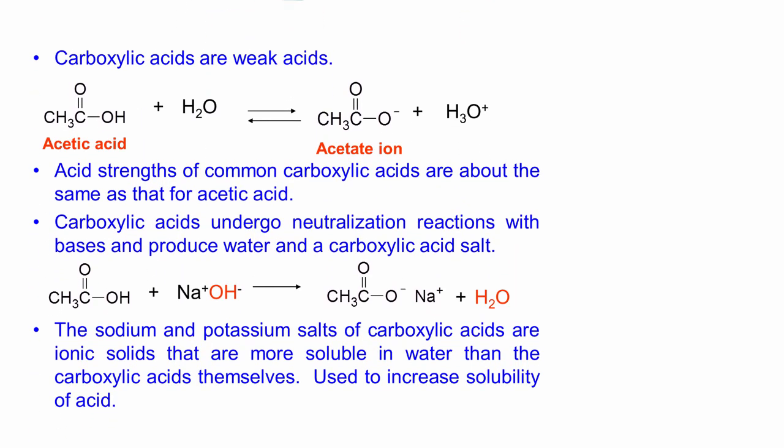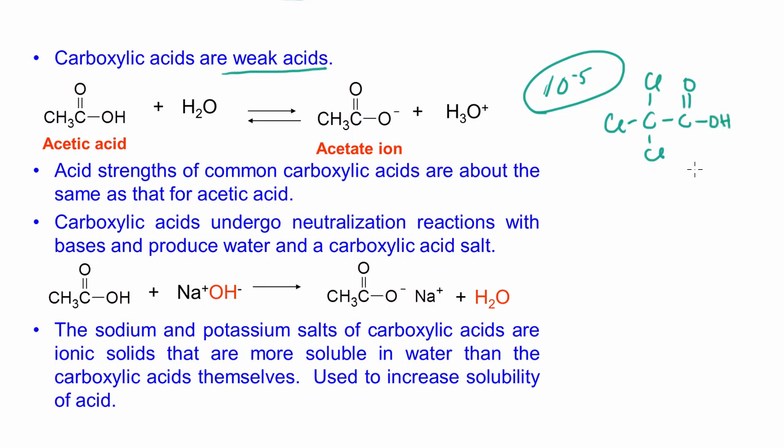As I said before, carboxylic acids are weak acids, and most of the carboxylic acids, except for a few, are about the same strength as acetic acid with Kas of 10 to the negative 5. One of the exceptions would be trichloroacetic acid, and this one, it is about 10 to the negative 1, making it a pretty strong acid. But most of the ones that we're going to be working with, again, are about 10 to the negative 5 for an acid dissociation constant.